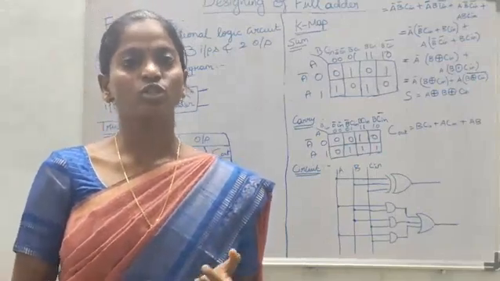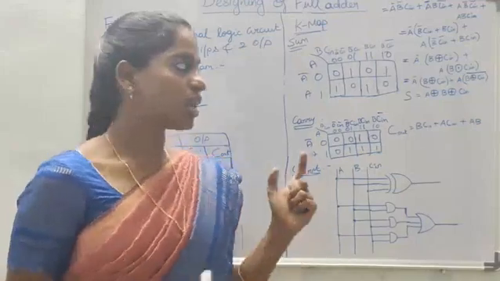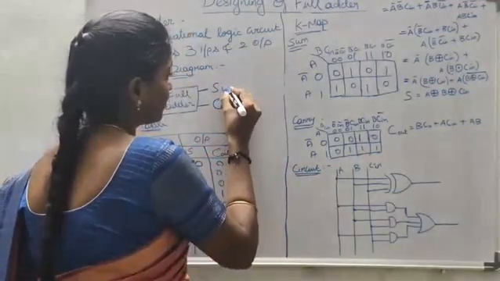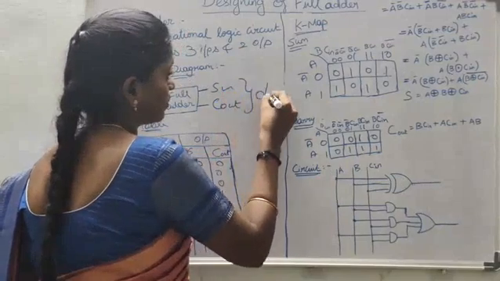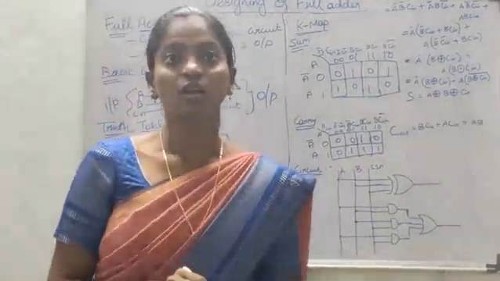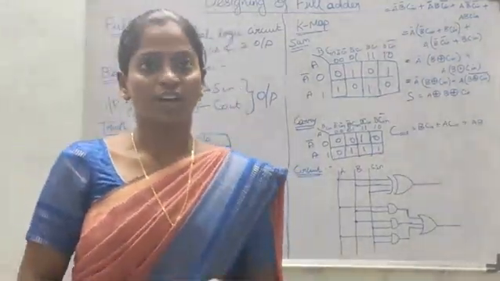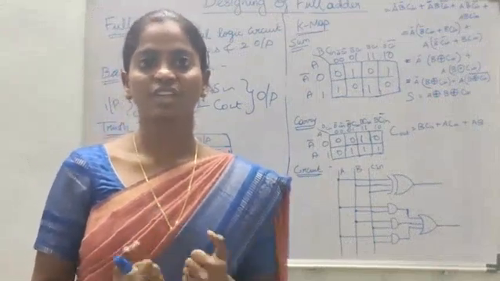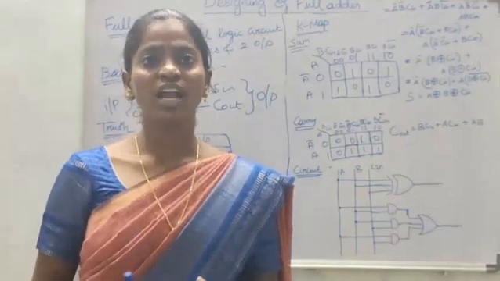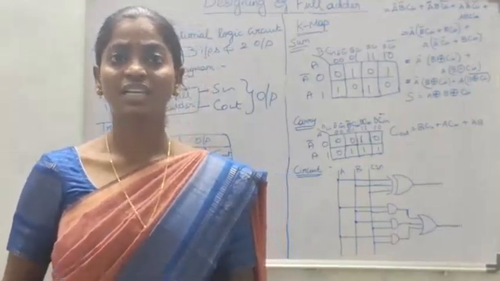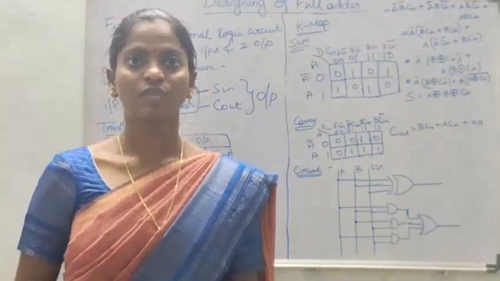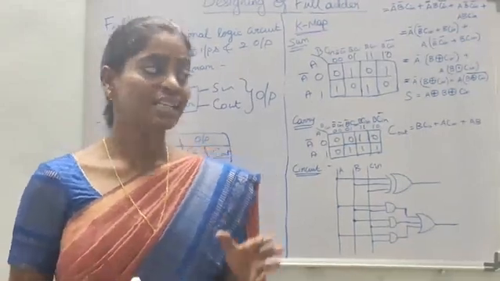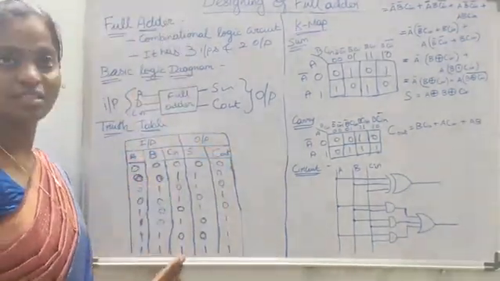A full adder produces two outputs. The outputs are sum and carry out. Unlike a half adder, a full adder can handle the carry generated from a previous stage. Therefore, full adders are used for adding multi-bit binary numbers. Since a full adder has three inputs, it has eight possible combinations.